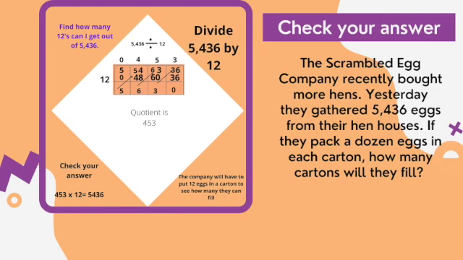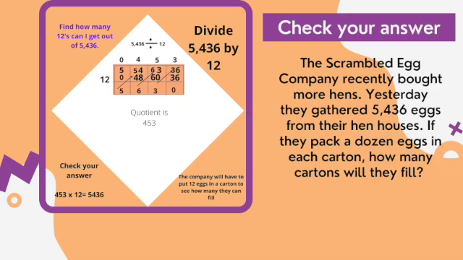We had to find our answer statement, which was the company would have to put 12 eggs in a carton to see how many they can fill. We decided that we were going to divide, and that was 5,436 divided by 12. We have to see how many 12s we can get out of that 5,436. So we used our area model to determine that our quotient was 453.